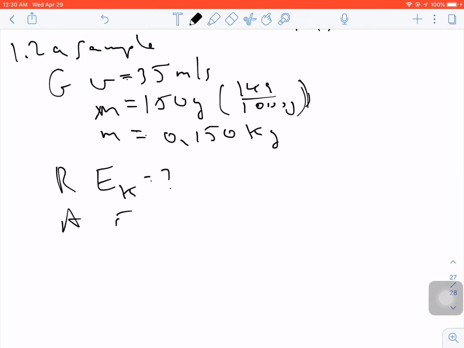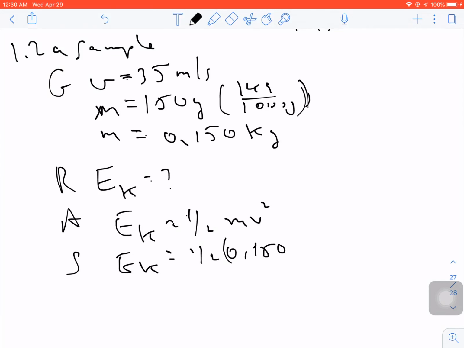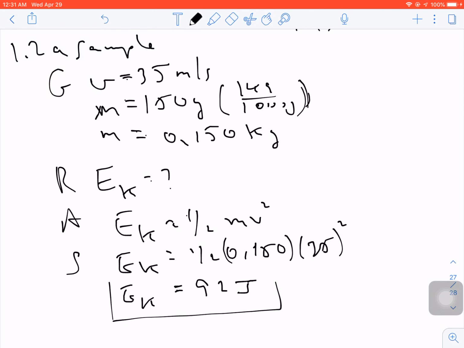Okay, I'm going to use my equation that we just derived, half mv squared. I'm going to substitute in, the mass was 0.150 times the speed of 35 meters per second. I'm going to square that amount, and I get a final kinetic energy of 92 joules. Okay, so there is the first sample.